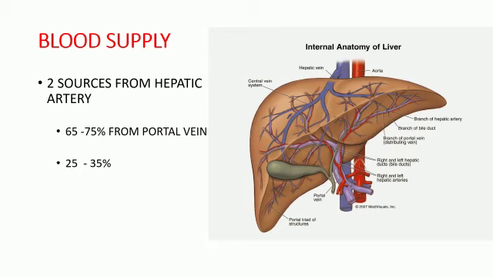Coming back to the blood supply of the liver. In a very brief manner, the liver gets nutrition from two different sources. Around 65 to 75% is derived from the portal vein, which, in spite of having less oxygen content, is charged with the absorption of digested food.